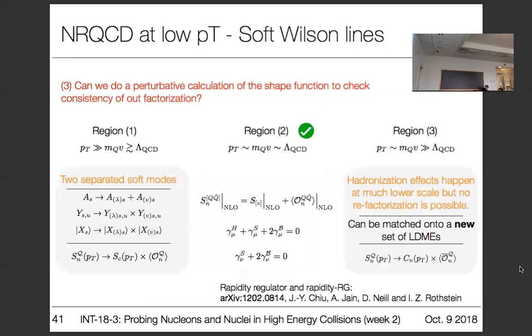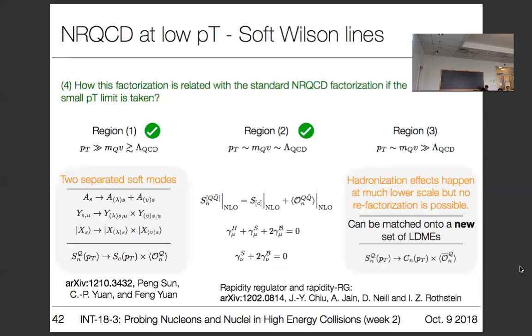How can we perform a check? As I said before, the most straightforward way is to check that the perturbative results for the anomalous dimensions cancel, and indeed for the virtuality they do cancel this way, and for the rapidity this way. We performed this calculation. This is the connection with the paper that I mentioned earlier: if we take our factorization theorem, take this hierarchy here, and perform the power counting, we recover the results from this paper, which basically took the soft limit of NRQCD.